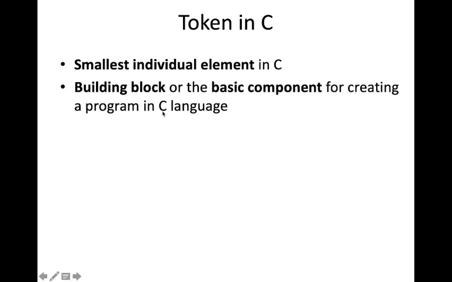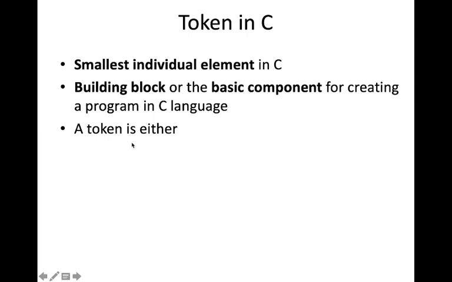So with this example, we will see what a token is in C. A token is the smallest individual element in a C program. It is the building block, or the basic component, for creating a program in the C language.